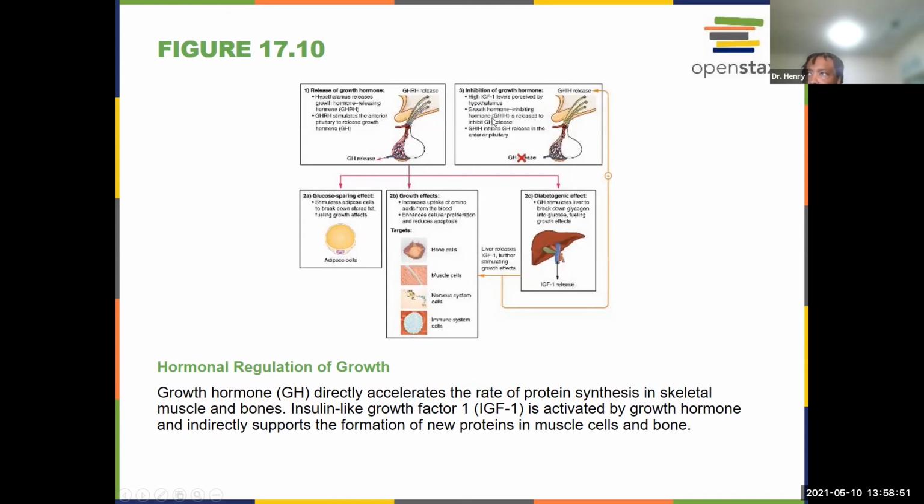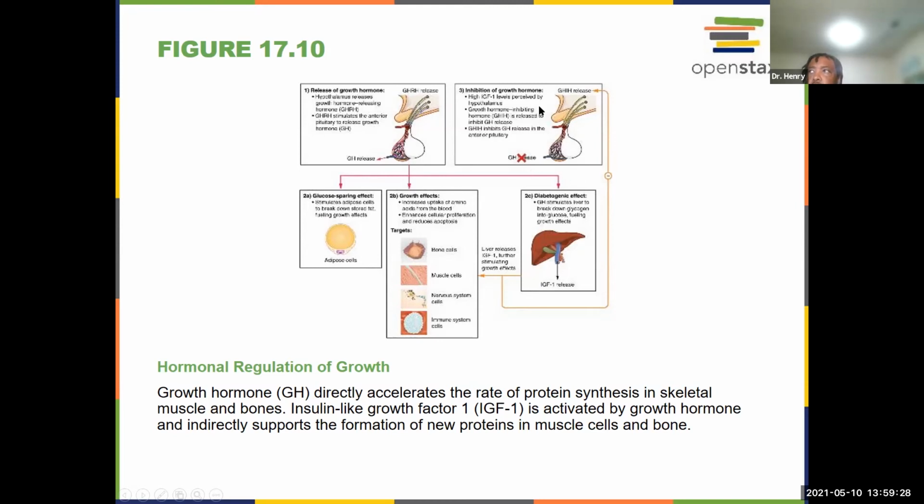And they're going to be perceived to be high by the hypothalamus. As a result of that, they're going to cause the growth hormone inhibiting hormone to be released. That's going to inhibit the growth hormone. As the growth hormone inhibiting hormone is released, it goes to the anterior pituitary gland, and then it's going to directly inhibit the growth hormone.